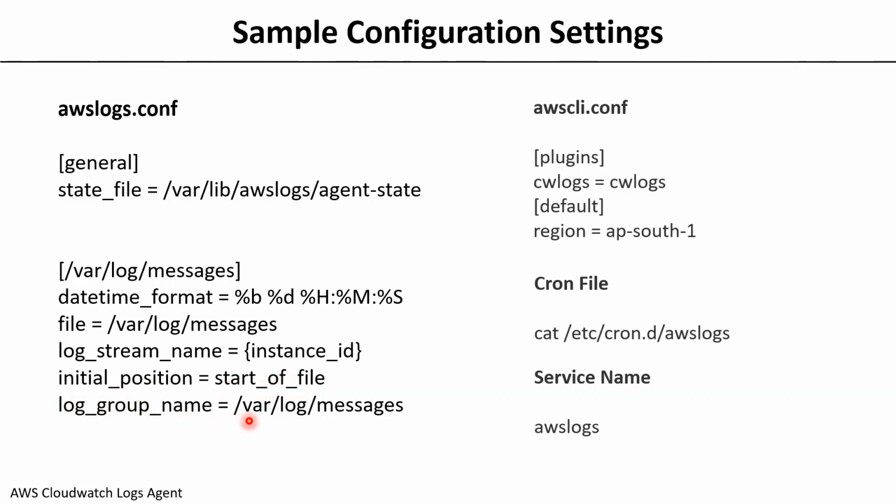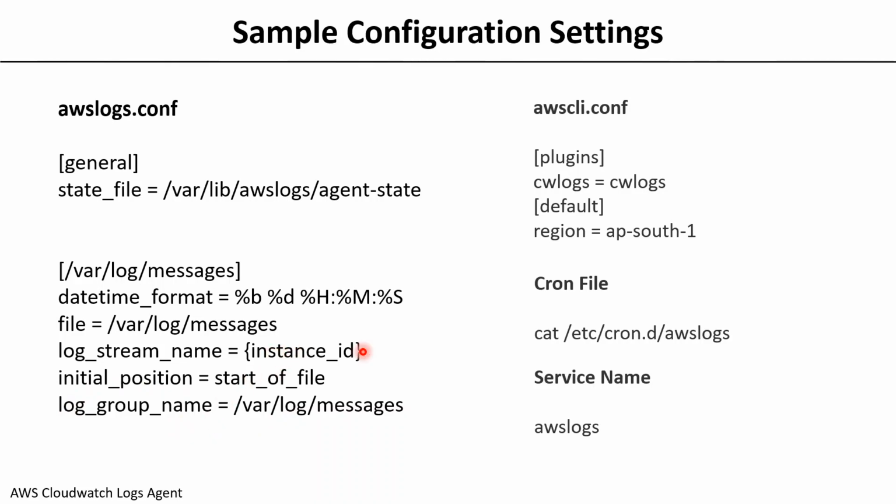Then log group name. Within this instance ID, it also has a log group name. Why is this log group required? You may be collecting multiple logs from the same instance. For example, there is /var/log/messages. I also want to collect maybe m.log, which is available in /var, and /var/log/httpd/error.log from Apache. All those are different log groups.